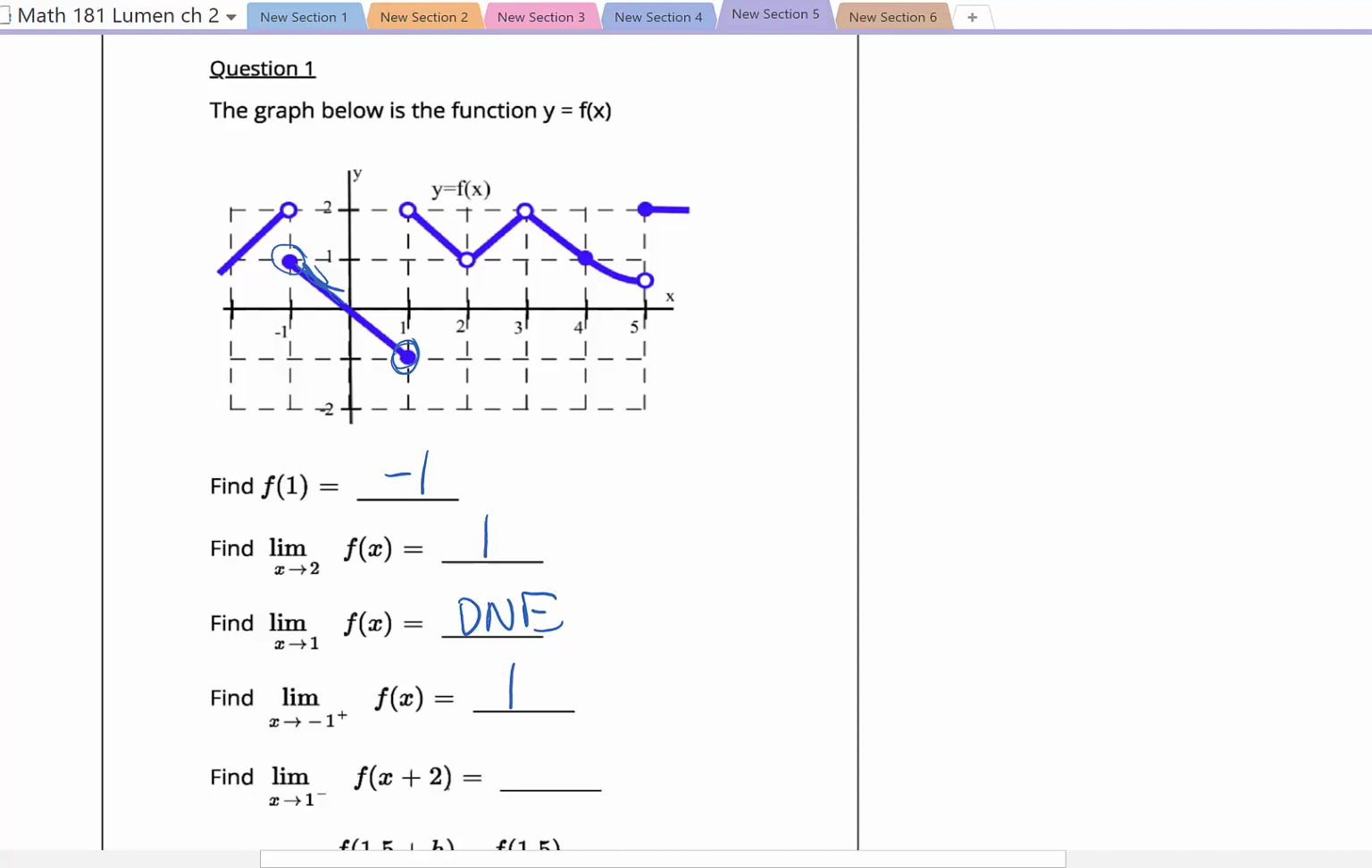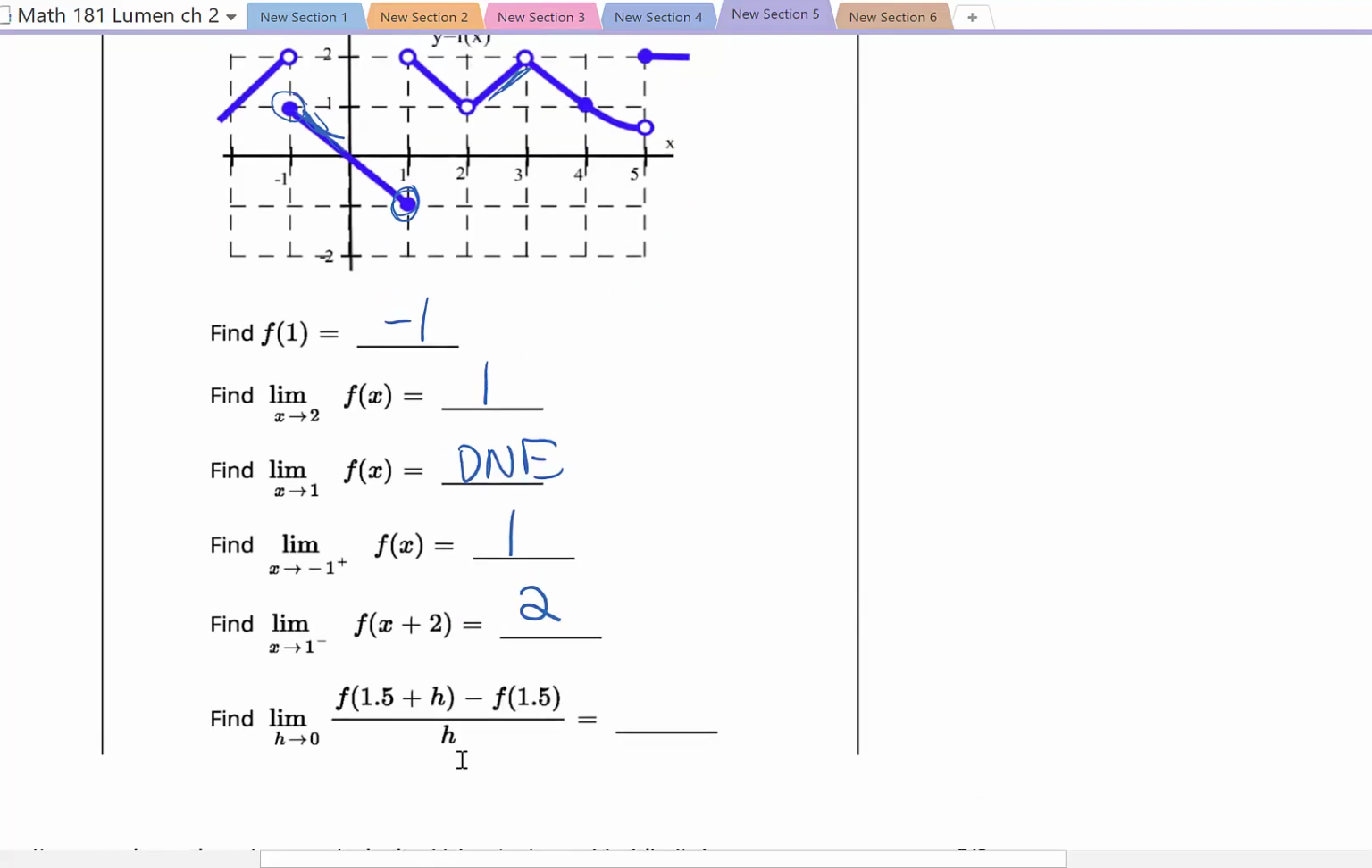But it's f of x plus 2. So if I were to put that 1 in there, so 1 plus 2 is 3. So imagine approaching 3 from the left. It's going to be up here at 2. So we're talking about this up here because that's x plus 2.